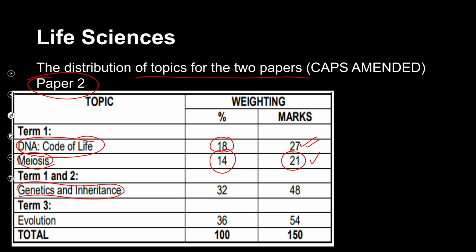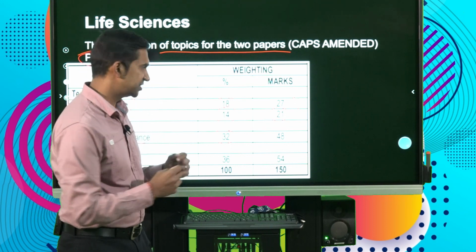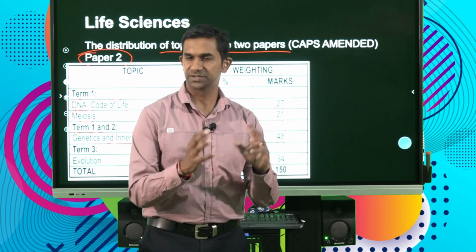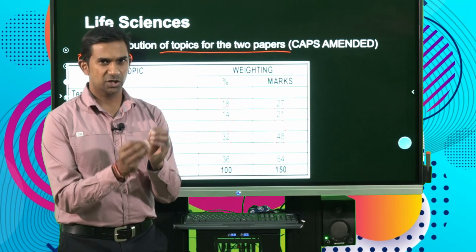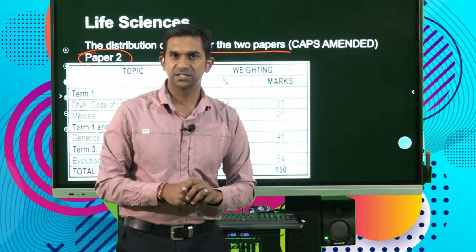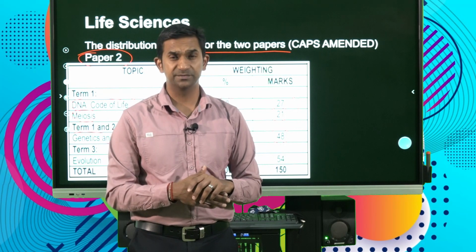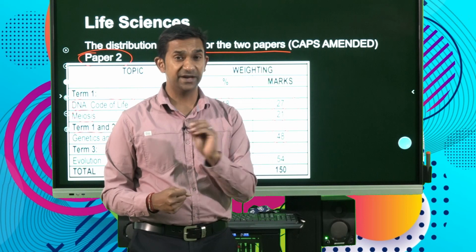Genetics and inheritance, guys. Again, 32% of the paper. Probably the second largest component of paper 2 is genetics and inheritance. A good 48 marks that can be scored. So this stems from understanding the concepts around Mendelian genetics, the process of how to carry out a genetic diagram, and solving some genetic problems based on terminology is very important.